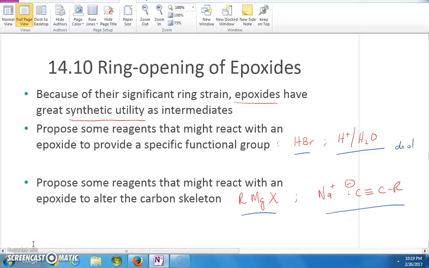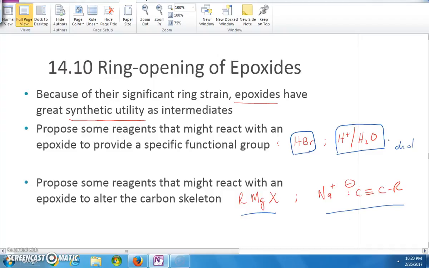Now, because of their significant ring strain, epoxides have great synthetic utility as intermediates. An epoxide is a great way to add two carbons in between an OH group and another carbon. And we know that we can use different reagents to open up epoxides. These include HBr, acid, dilute acid, right?